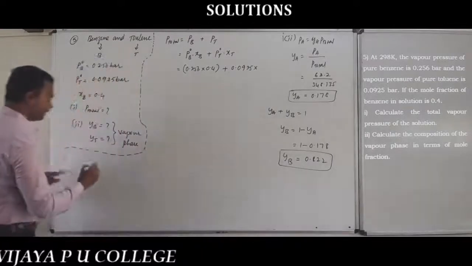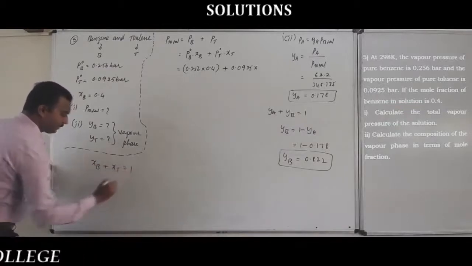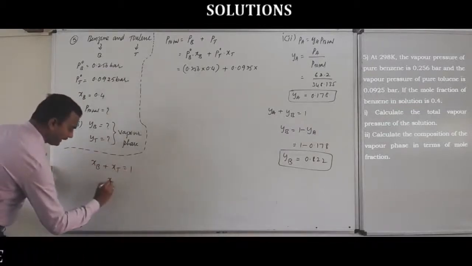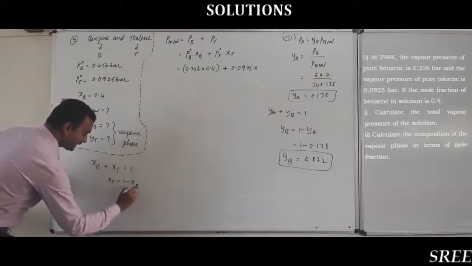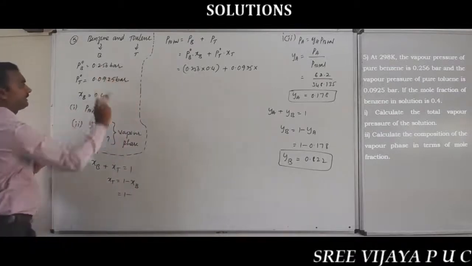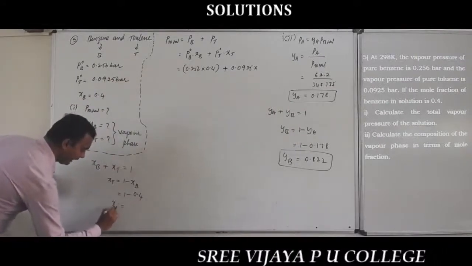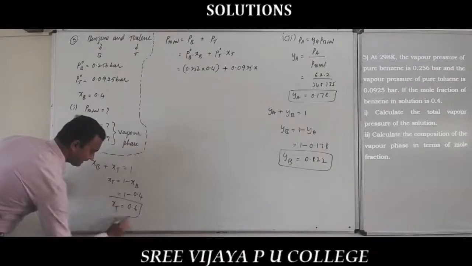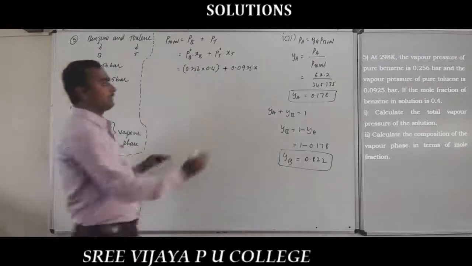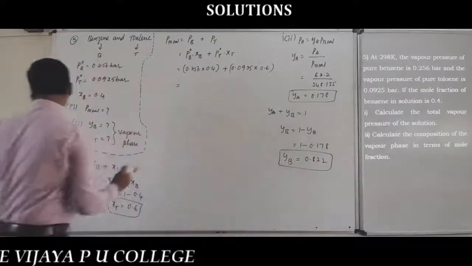But we know that the sum of the mole fractions of components is equal to 1. So therefore Xt is equal to 1 minus Xb. 1 minus Xb is nothing but the mole fraction of component benzene, which is 0.4. So Xt is equal to 0.6, that is the mole fraction of toluene. Then substitute the value, that is 0.6, and calculate.